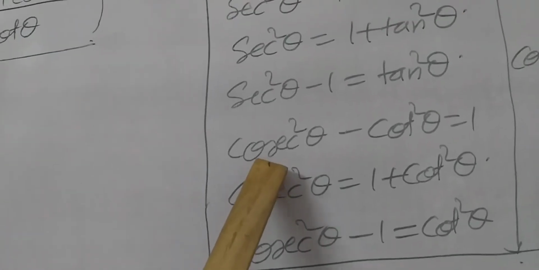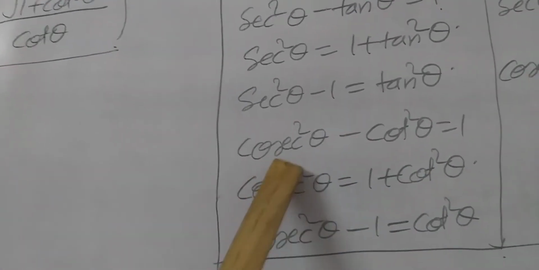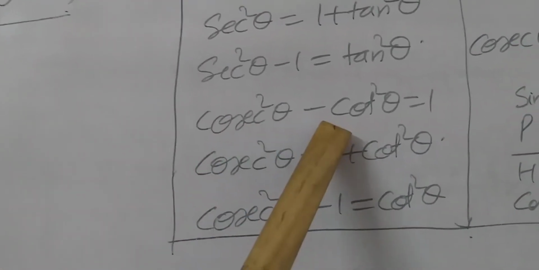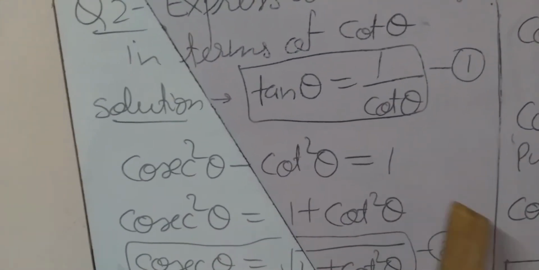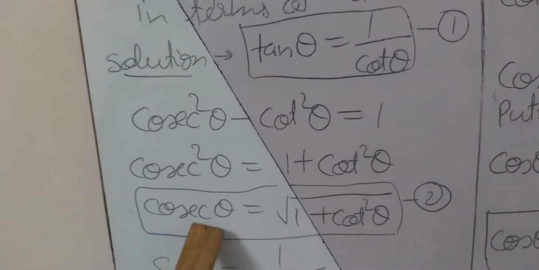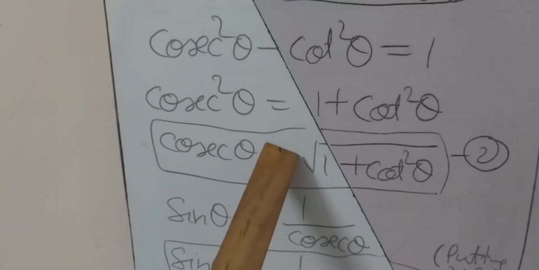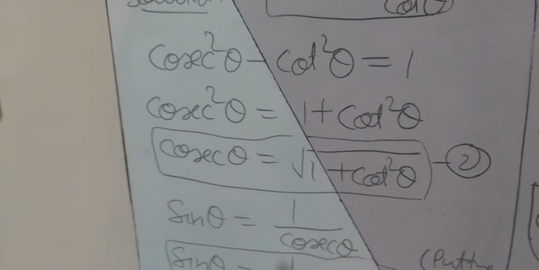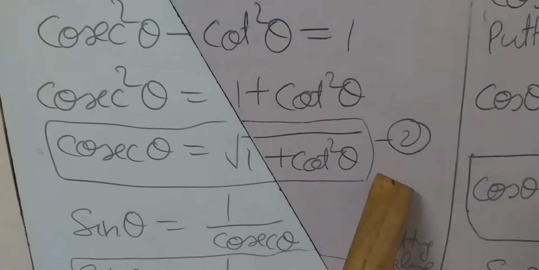Now students, we have to use the identity in which cot theta is there. So student, this identity, you know, cosec square theta minus cot square theta equals 1. Cot theta is given here. So let us use this identity. Then cosec square theta equals 1 plus cot square theta. Cosec theta equals root 1 plus cot square theta. If you want to put a plus minus sign, we can put plus minus here also, student. So easily we have changed cosec theta into cot theta.